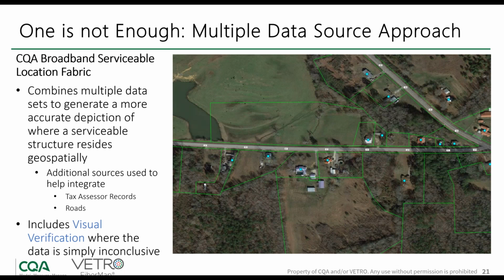And that's what our product is, if you're interested: the Broadband Serviceable Location Fabric. We combine the layers that I talked about previously, and we've gone through a learning exercise, with machine learning and statistical models, to identify what we believe is a broadband serviceable location. In that process, we've also brought in tax assessor records and roads to help us understand and interpret the information better. We've also implemented what we call visual verification, where if the information does not provide confidence that we understand what is on that parcel, we send it out to a team that visually inspects satellite images to identify where that broadband serviceable location is.